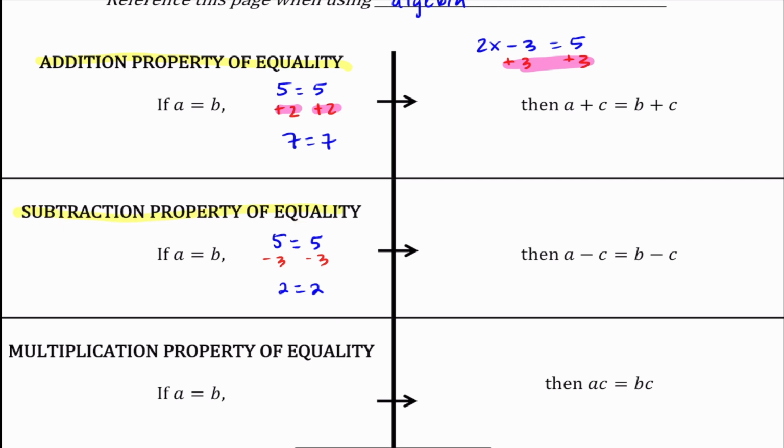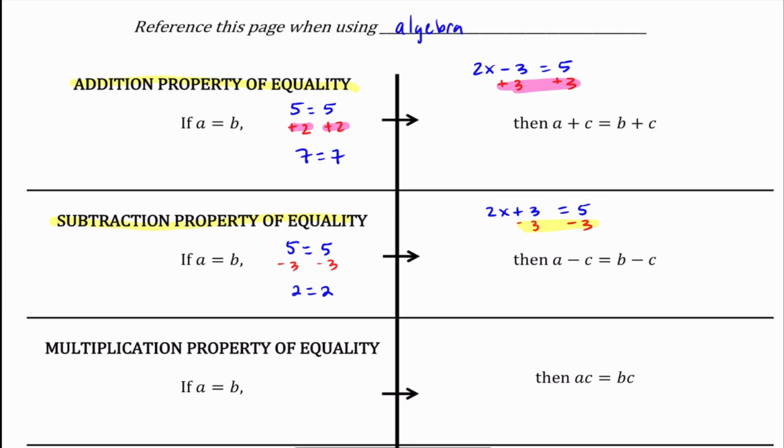In terms of algebra, let me go ahead and give you an example here. I have 2x plus 3 equals 5. Well, I need to get 2x by itself here, so I need to subtract 3 from both sides. Me subtracting 3 from both sides, again, is me using the subtraction property of equality. If A is equal to B, then A minus C is equal to B minus C.